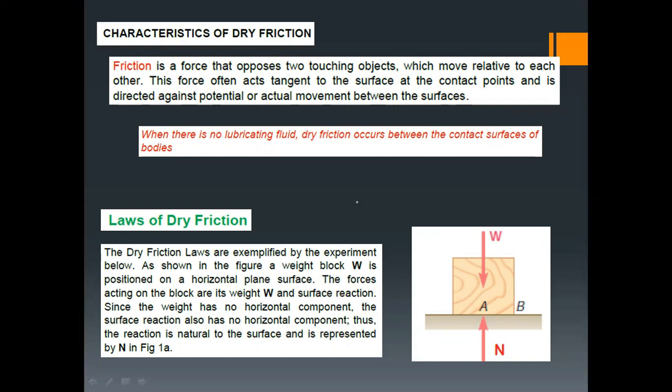Laws of dry friction. Dry friction laws are exemplified by the experiment below. We see here we have a force and a normal reacting force on our crate or box. The force acting on the block is its weight, and the reaction. Since the weight has no horizontal component, the surface reaction also has no horizontal component. It's only the weight applied on the surface where it acts.